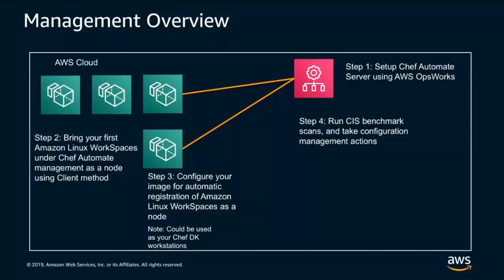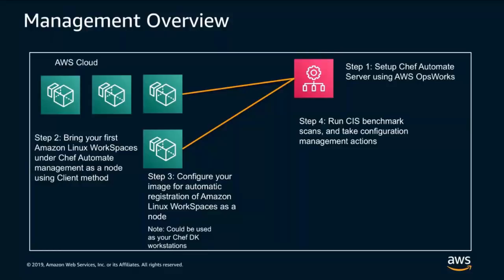So first of all, what we will do is that we will set up a Chef Automate server using AWS OpsWorks. Once we have that server up and running, we will basically go and use one Amazon Linux Workspaces machine to create an image, or basically to register it as a node to the Chef Automate server. Now, this step is important because today I'm using an Amazon Linux Workspaces as my image preparation machine, as well as my workstation for Chef development.